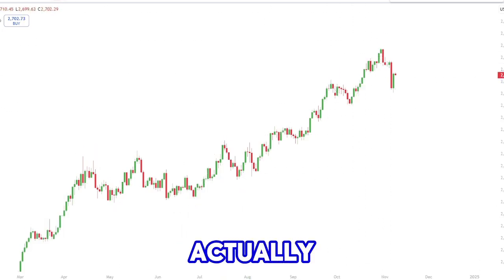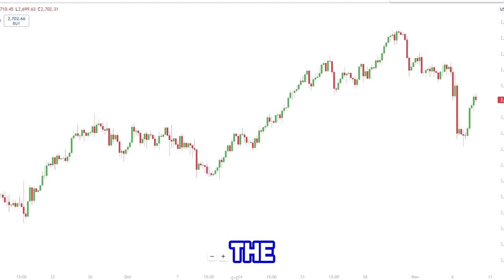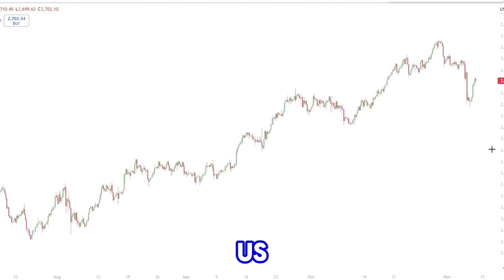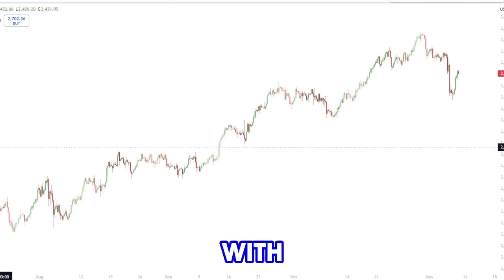Now with gold, I actually prefer to use the 4-hour time frame. The reason I prefer the 4-hour time frame is because it gives us slightly clearer market structure to deal with. So let's understand how I mark out the market structure.